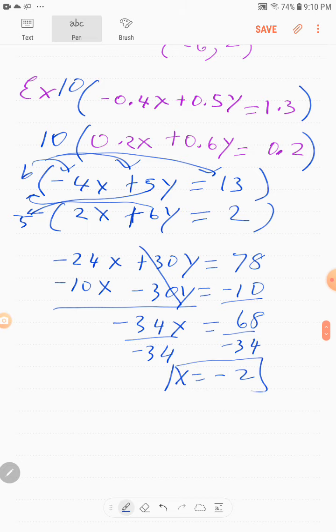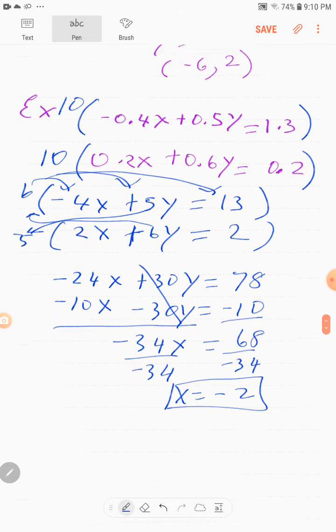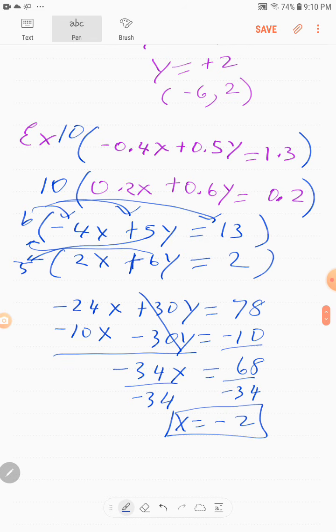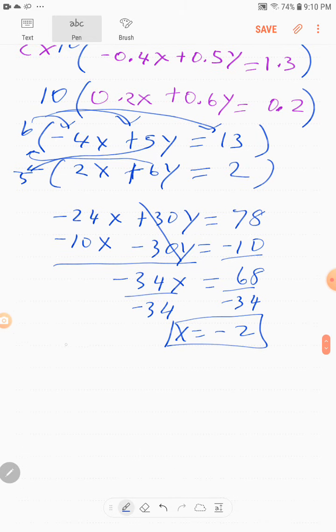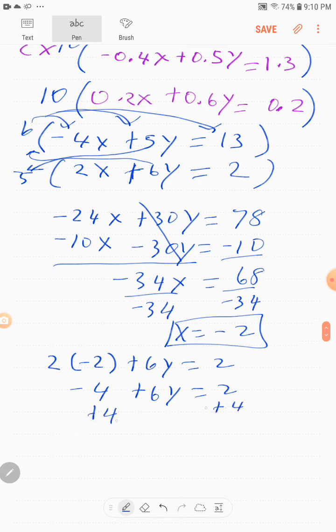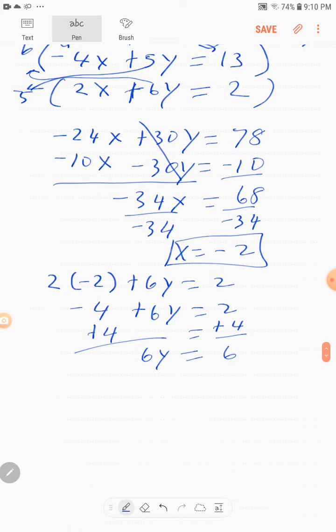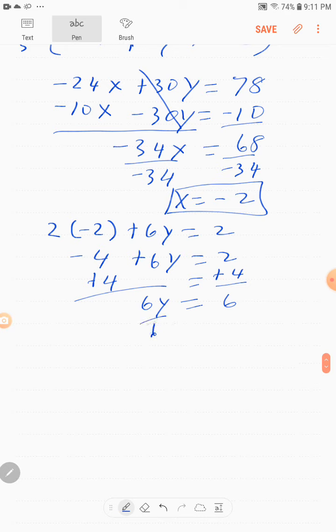So now that I know that x is equal to negative 2, I'm going to use one of the equations, but without the decimals. So using that second equation that doesn't have the decimals, I'll have 2 times minus 2 plus 6y equal to 2. So here I have minus 4 plus 6y equal to 2. Add 4 to both sides. So we get 6y equal to 6. And divide both sides by 6. So we have y equal to 1.